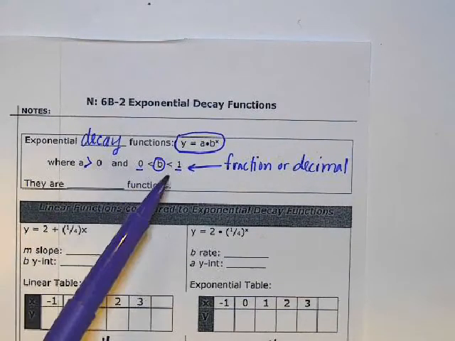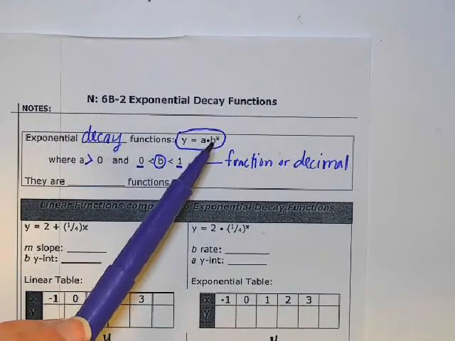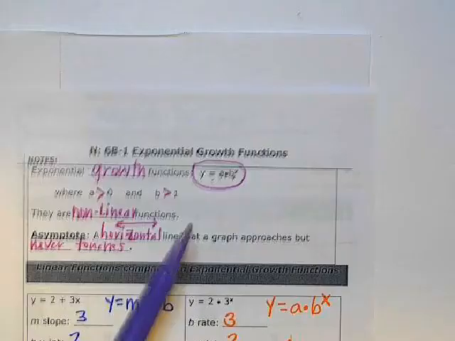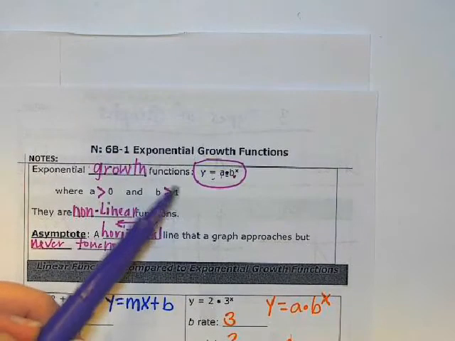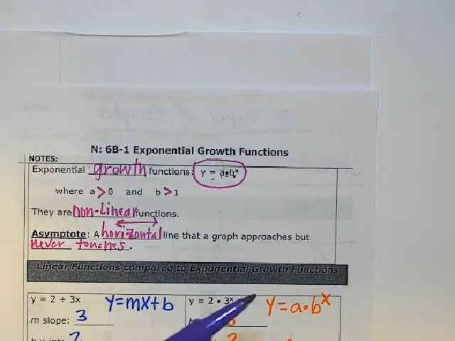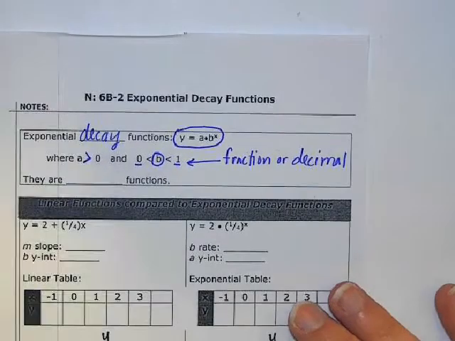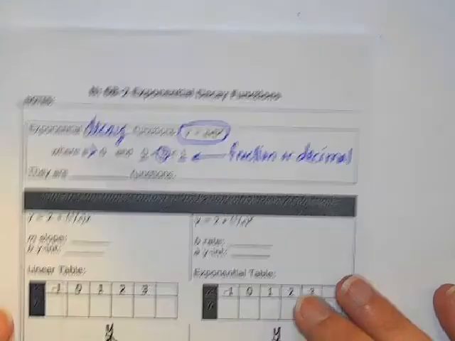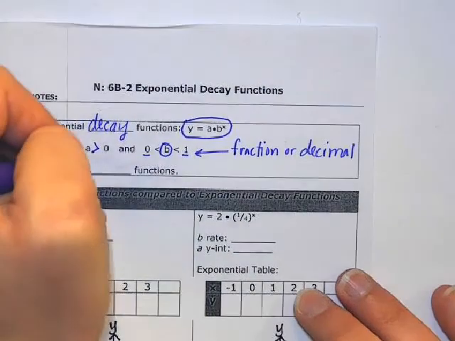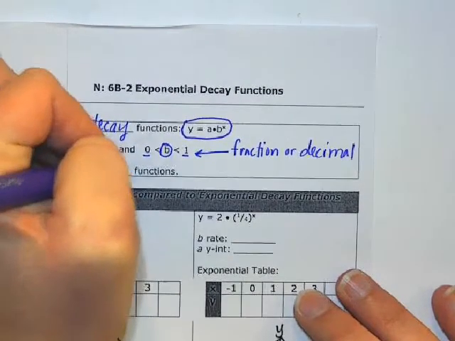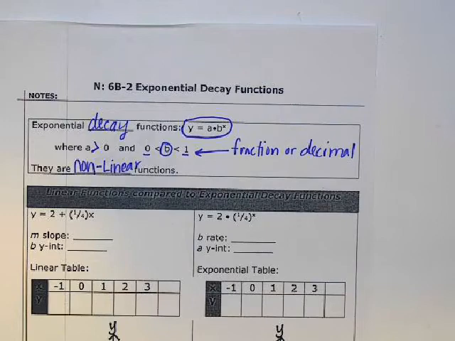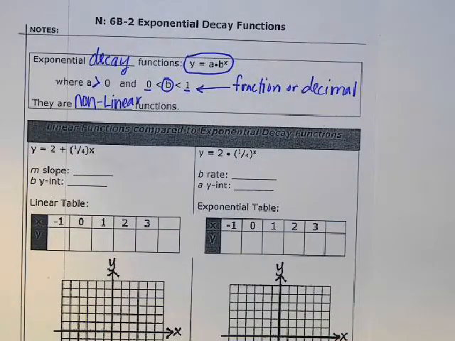If your B is greater than 1, like on growth, notice on growth we said B is going to be greater than 1. It's growth. It's going up. Now B is between 0 and 1 as a fraction or decimal, and we're going to be decaying. They are non-linear. Just like before, we compared linear and exponential, we're going to do the exact same thing.